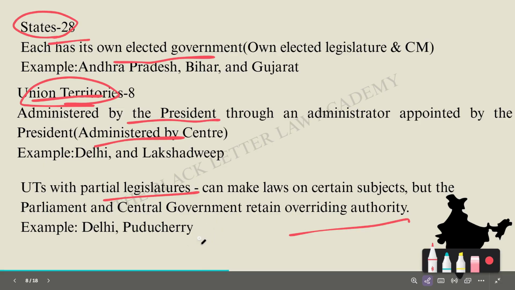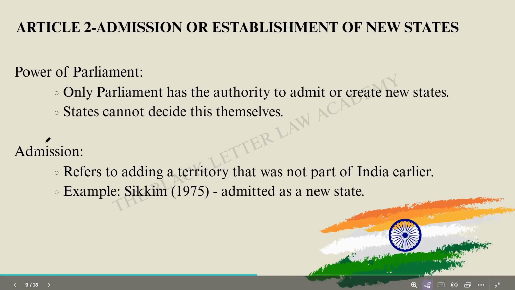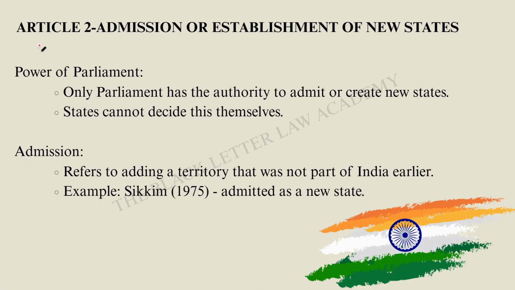So remember quickly, states are self-governing and union territories are centrally governed. Now let us understand Article 2 of the Indian Constitution. Article 2 gives the power only to Parliament to admit or establish a new state. States themselves cannot take this decision. So Parliament only has the power.